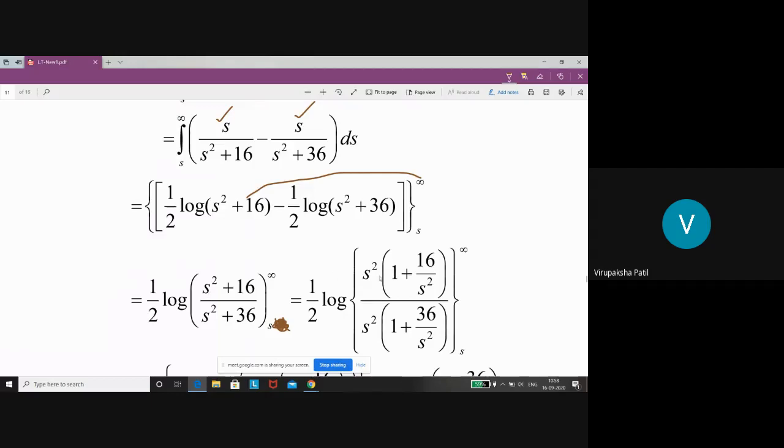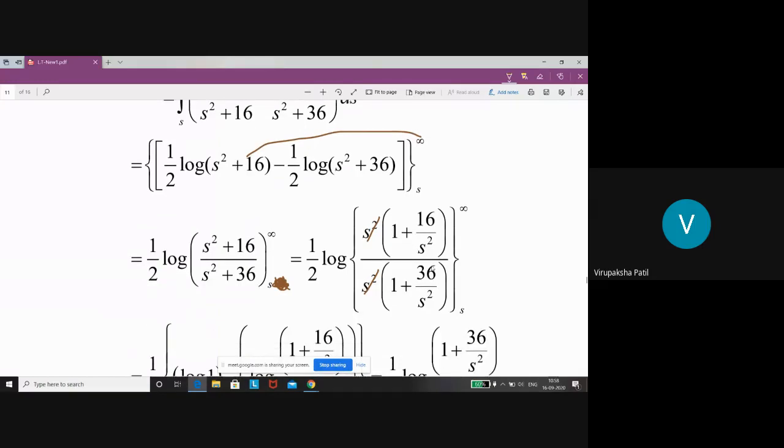In the numerator, take s square common. If you take s square common, what happens? It becomes s square into 1 plus 16 divided by s square. In the denominator also, you take s square common. What happens? It becomes s square into 1 plus 36 divided by s square. Now this s square cancels, so only this thing is left.